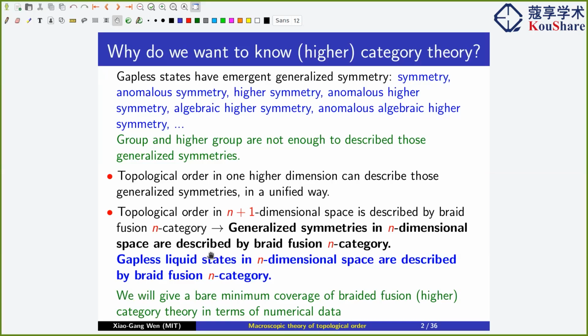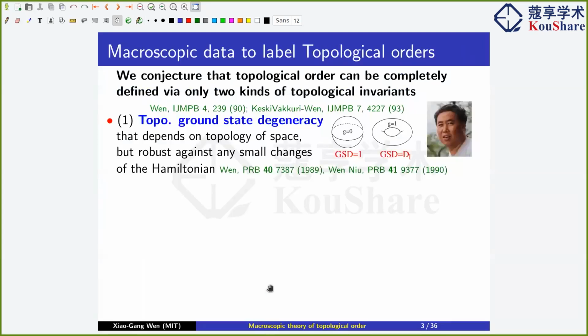Actually, I don't know much about fusion categories, higher fusion categories, so I can only give some kind of bare minimum. I try to give a version which describes those category theories using numbers. Usually the standard way to describe category theory is given by points and arrows and arrows of arrows, those kinds of things. But there's a more quantitative way to describe it.